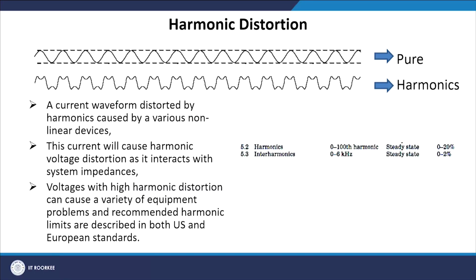The next one is harmonic distortion, where you have the pure signal, and the second one is harmonics. A current waveform is distorted by harmonics caused by various nonlinear devices. This current will cause harmonic voltage distortion as it interacts with system impedances. Voltages with high harmonic distortion can cause a variety of equipment problems, and recommended harmonic limits are described in both US and European standards.